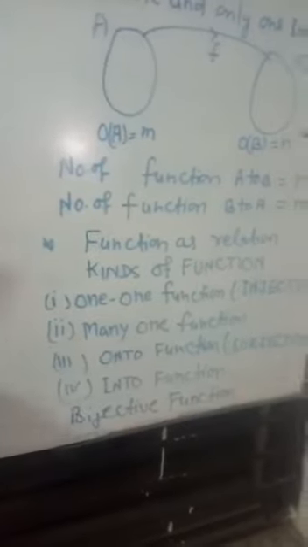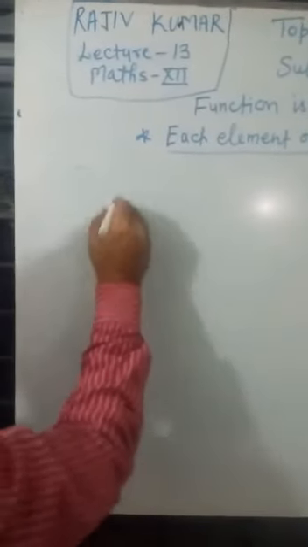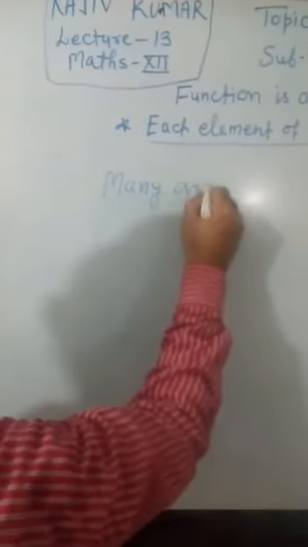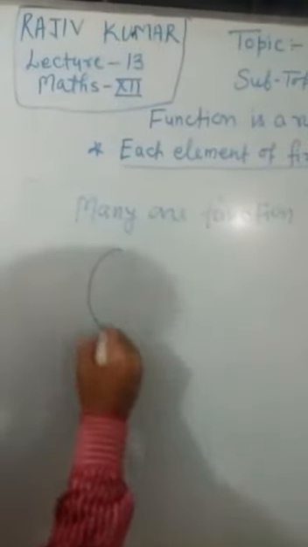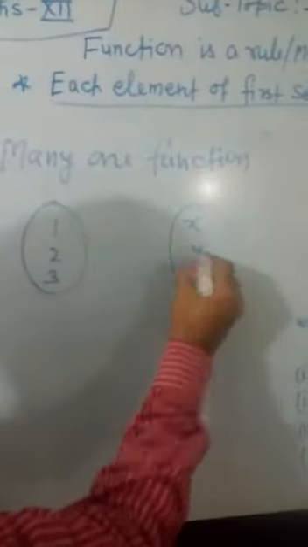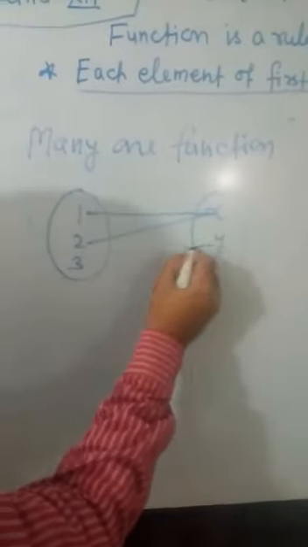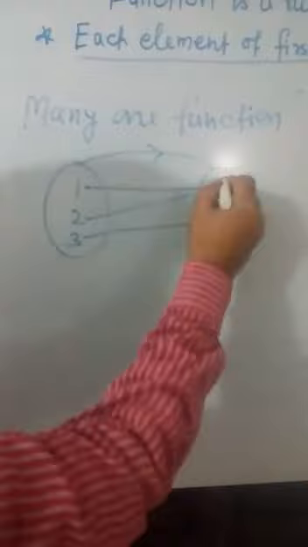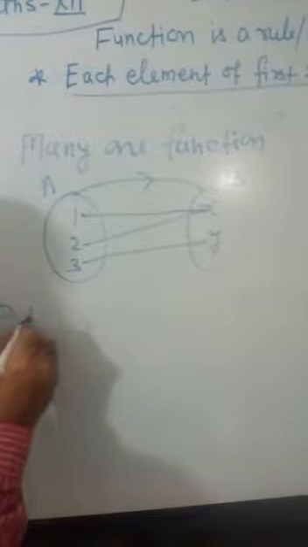Now, second, many-one function. In a many-one function, at least one element of set B has more than one preimage. That means 1, 2, 3 and x, y. x has one preimage, and y has 2 and 3. When at least one element of set B has more than one preimage, that is called a many-one function.